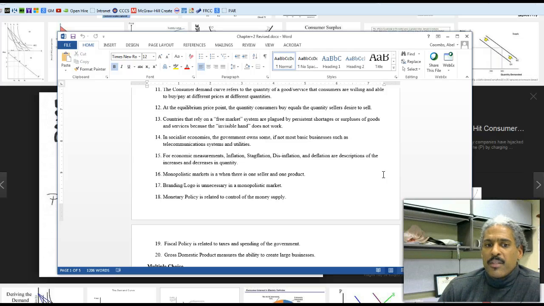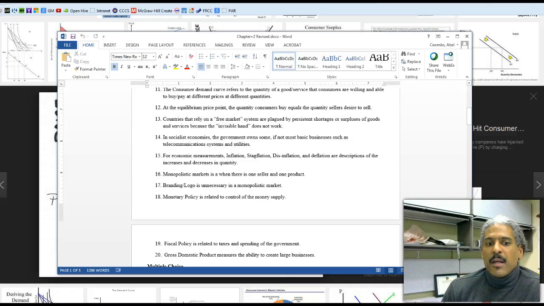16. Monopolistic markets is where there is one seller and one product. False. That's a monopoly. Here we're talking about monopolistic markets, meaning many sellers, same product. So vegetable stores, grocery stores, lots of them around, everybody selling the same thing.